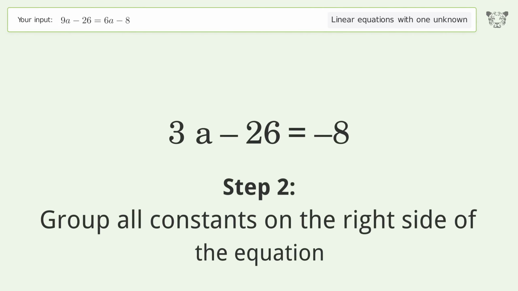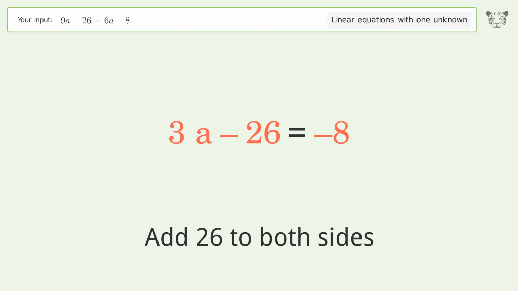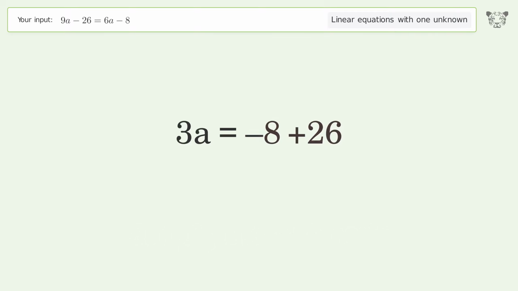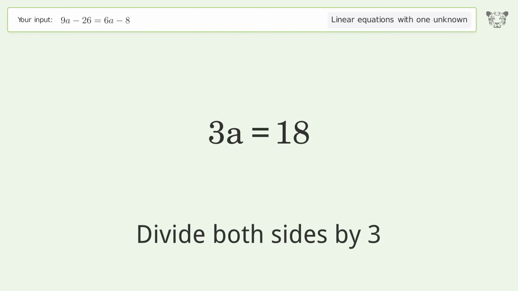Group all constants on the right side of the equation. Add 26 to both sides. Simplify the arithmetic. Isolate the a. Divide both sides by 3.